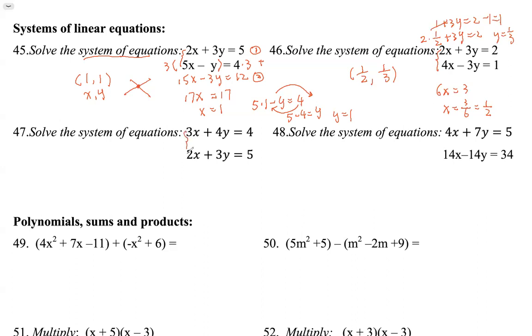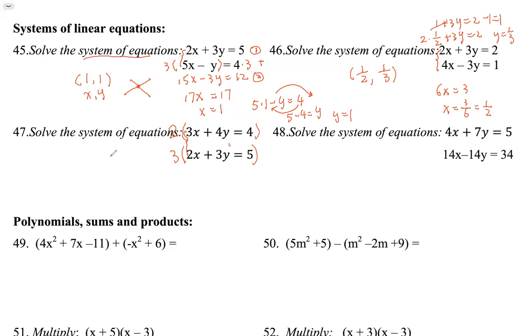Now let's see 47. So this one is a little bit troublesome. So we have 3x, 2x, 4y, 3y. Right? Maybe if we want to still use elimination method, maybe we want to multiply this equation by 3. Then multiply the first one by 2. Because we want to get rid of one variable. That means we want to make the same coefficient for the x.